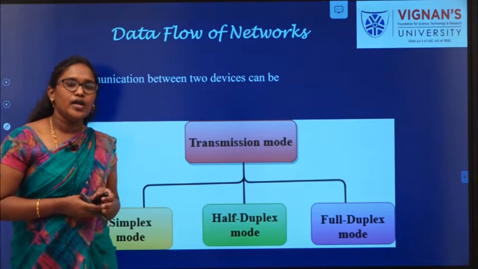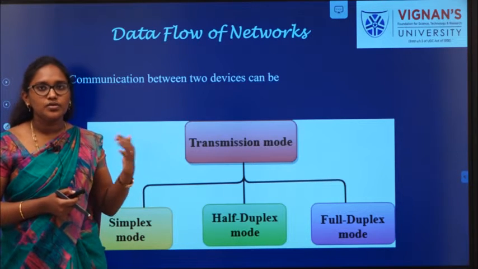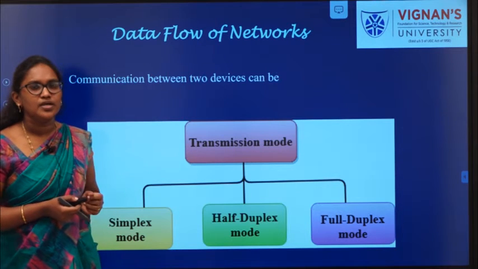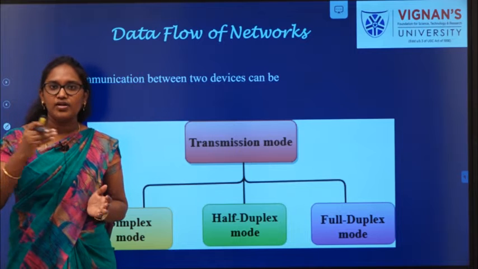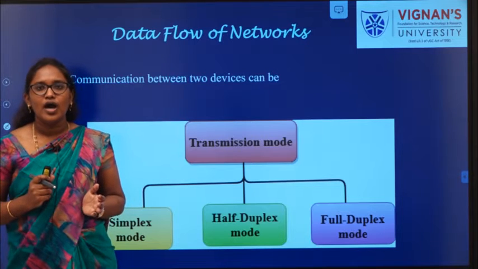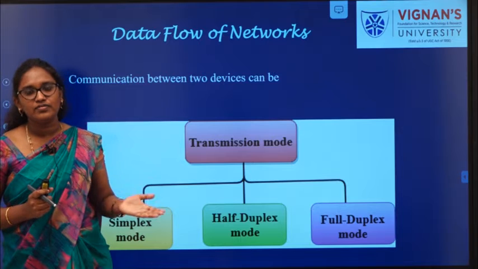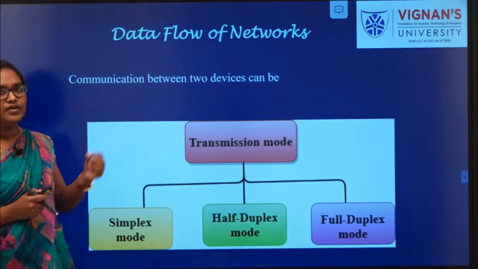So, now you have seen characteristics of computer networks. Next one, components of computer networks. Now we are going to see about the data flow of a network. How the data is travelled from one network to another network, and what are the modes of travelling of data, we will see in this data flow of a network.